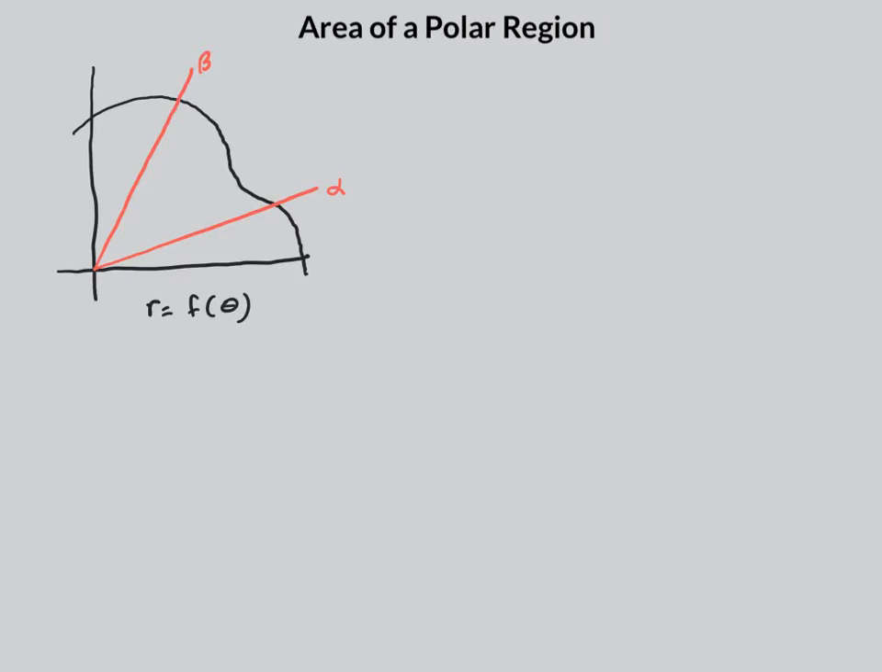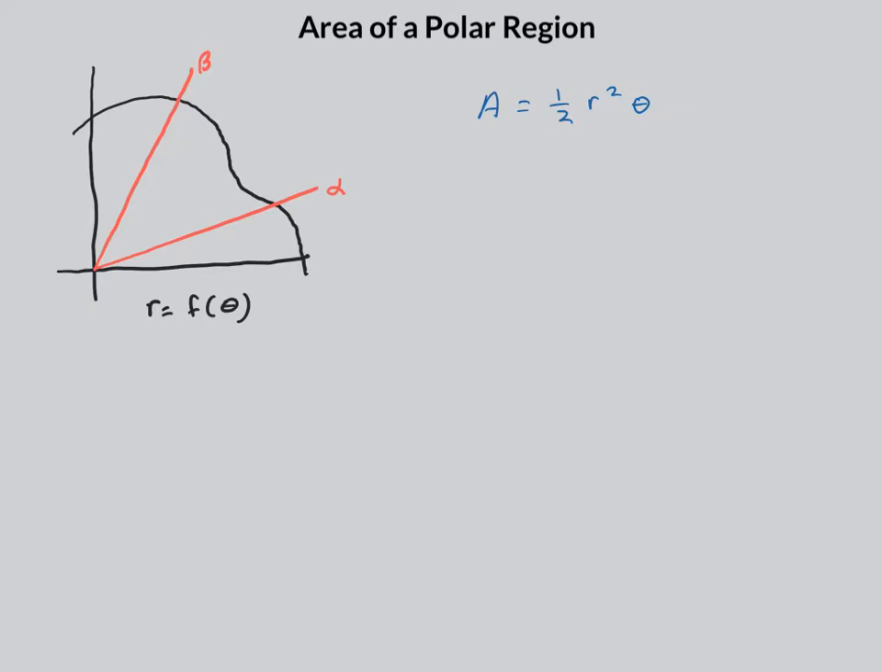Now, to identify the area of a polar region, we're going to do something very similar to what we did when we dealt with the area between a curve and the x-axis. We're going to break it up into pieces and approximate it. But where before we used rectangles, in this case, to approximate this area, we're going to use sectors. And you might recall from pre-calc that the area of a sector is 1/2 times the radius squared times theta.